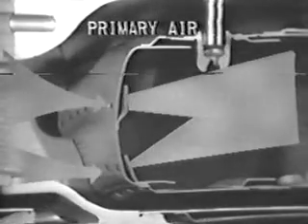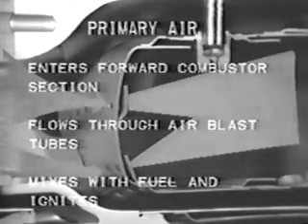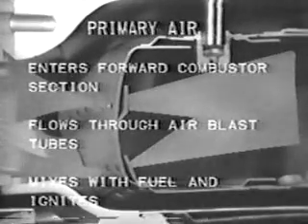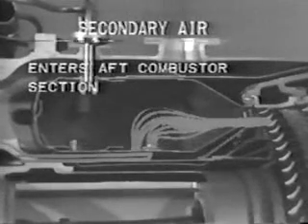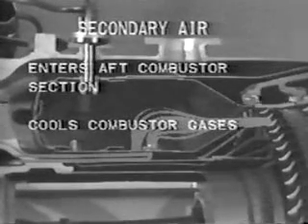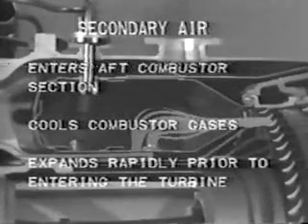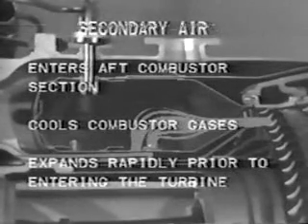Let's review what you've seen. Primary air enters the forward combustor section, flows through air blast tubes, mixes with fuel, and ignites. Secondary air enters the aft combustor section, cools the combustor gases, expands rapidly prior to entering the turbine. The turbine nozzles formed by the stationary blades increase air velocity and decrease air pressure.